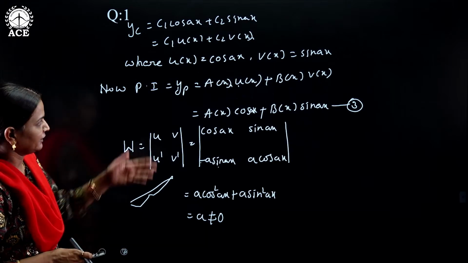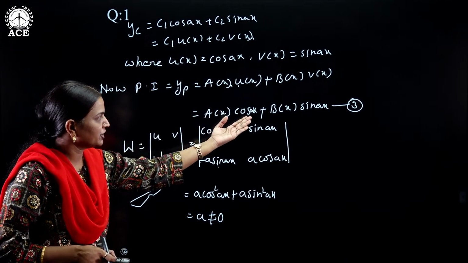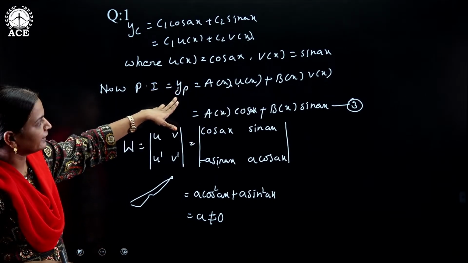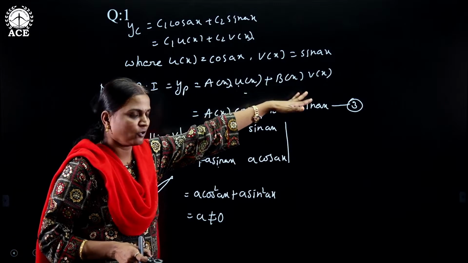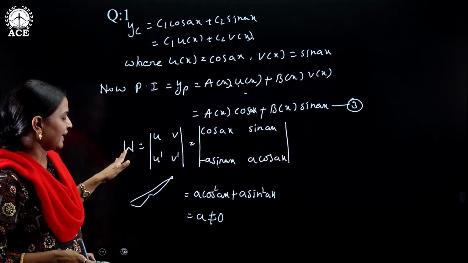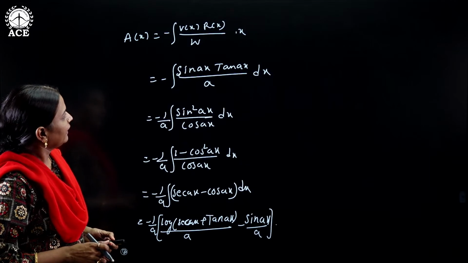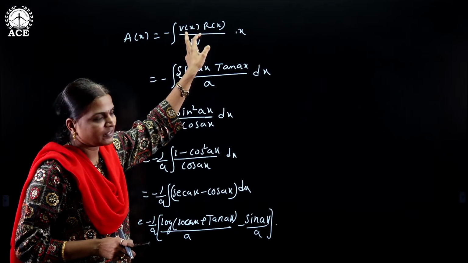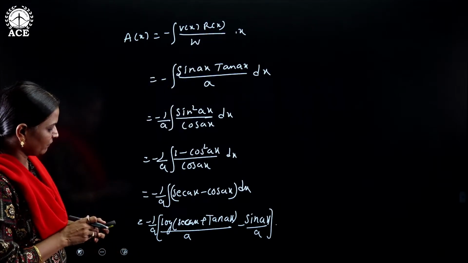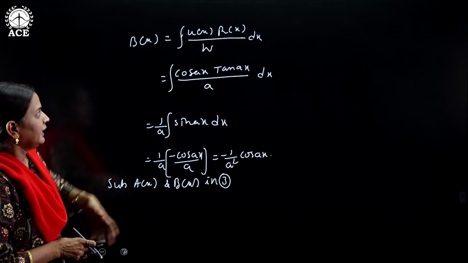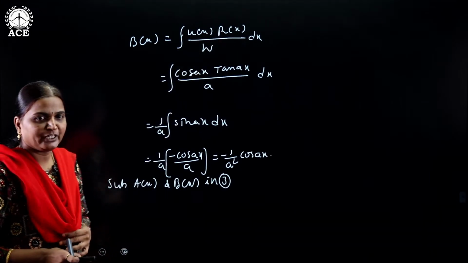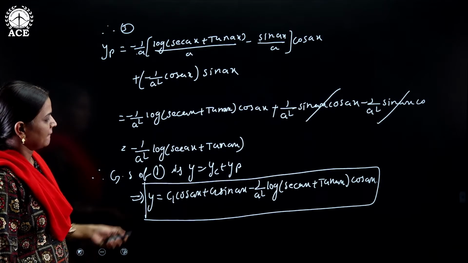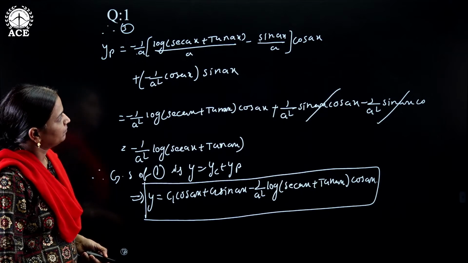So, first find the complementary function. From that complementary function, take u of x and v of x. Using that u of x and v of x, write the particular integral as a of x into u of x plus b of x into v of x. Next, write the Wronskian and find a and b. Find the a value using the formula minus integration of v of x into r of x by w into dx, and b of x is equal to integration of u of x into r of x by w into dx. At last, write the general solution. This is the general solution.